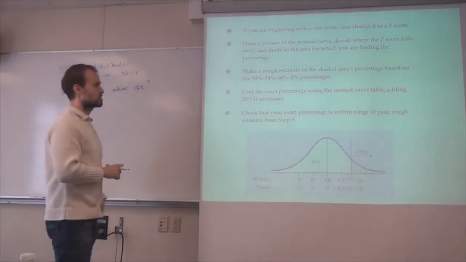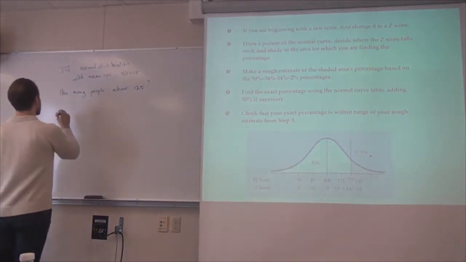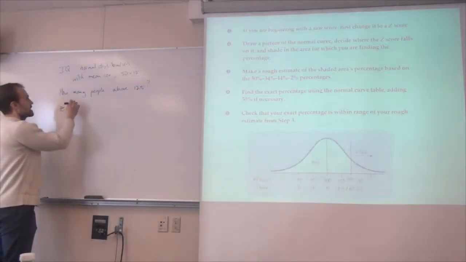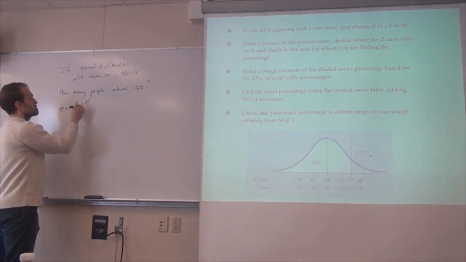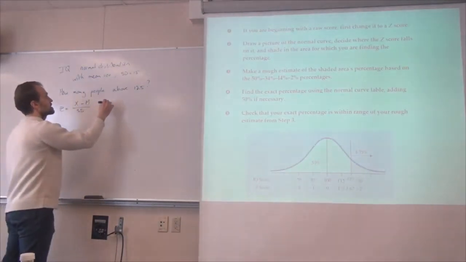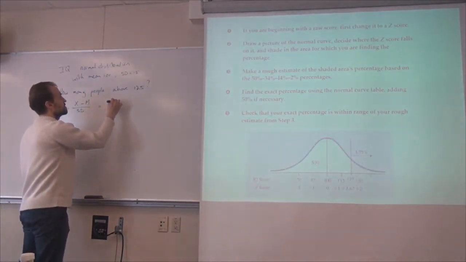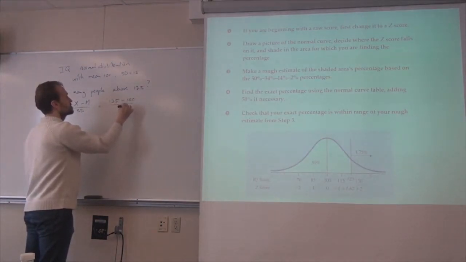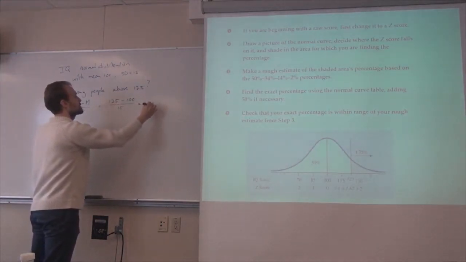So I have to convert that to my z-score. How do I do that? I take the actual value minus the mean, divided by the standard deviation. So in this case, it would be 125 minus 100 over 15, and I get 1.67.